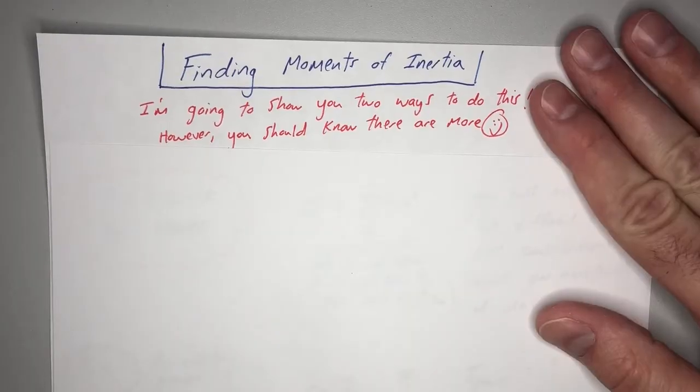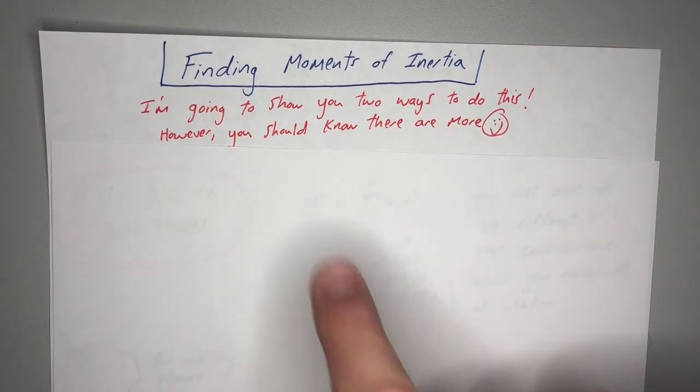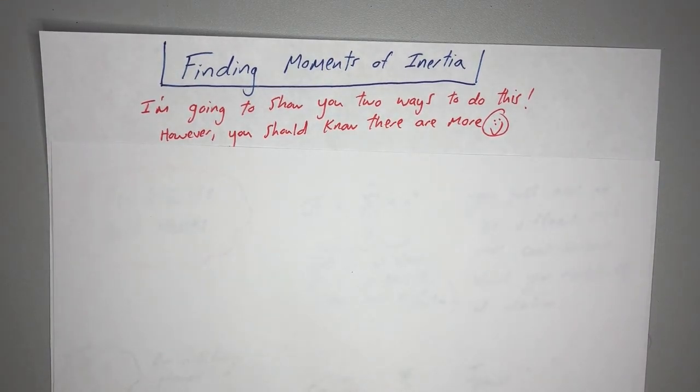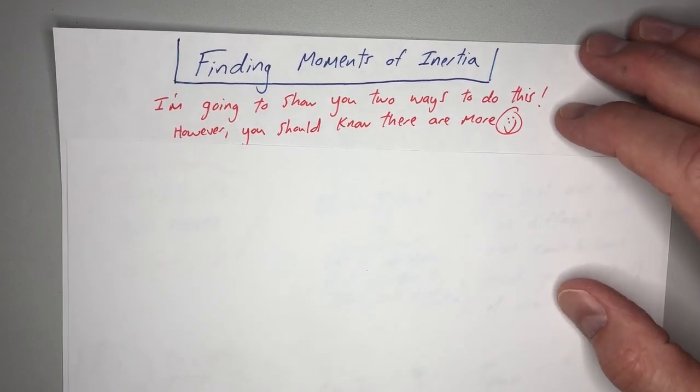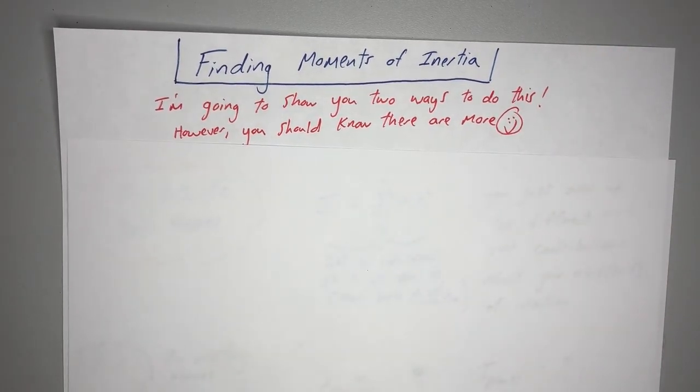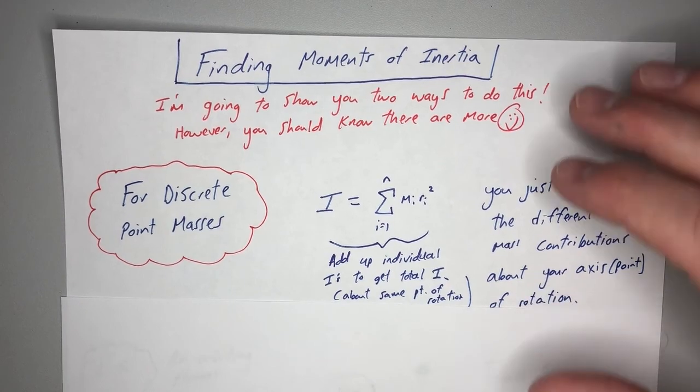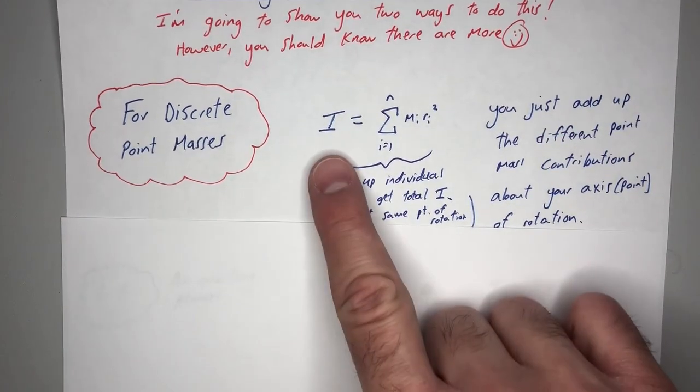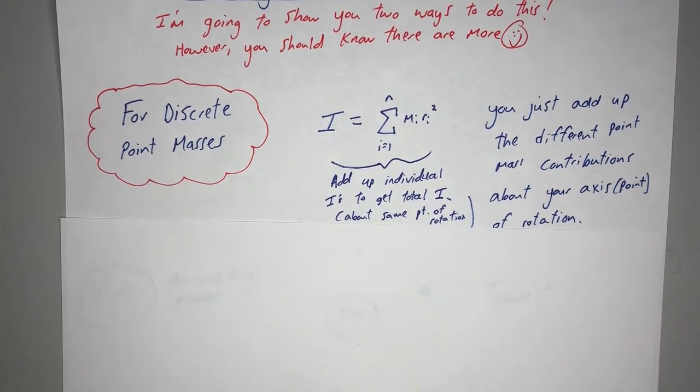We're going to find them. I'm going to show you 2 ways to do this. You should know there are more, but on the AP physics test and things like that, these are 2 of the fundamental ways they talk about: discrete moments of inertia and then continuous. For discrete masses, it's very, very cool. If you want to find the moment of inertia, you just sum them up, you just add them up.